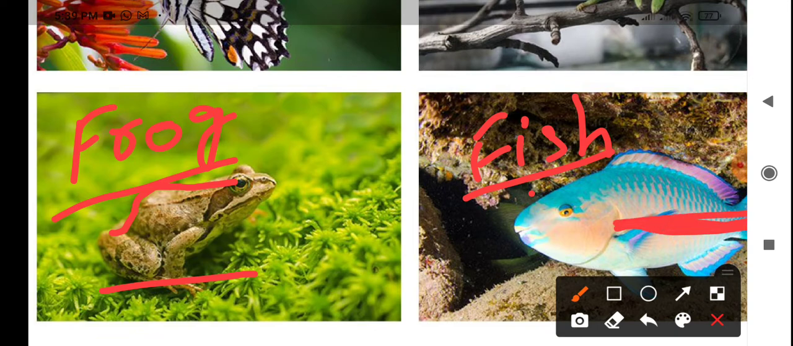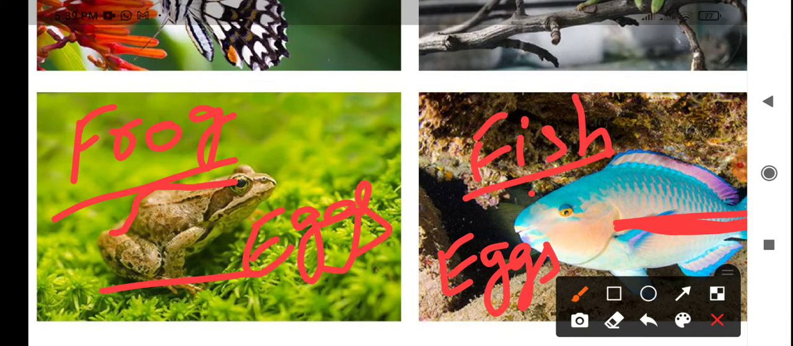Who eats fish curry will understand very well. The spines you find when you are eating the fish are nothing but the backbone of the fish. Even fish have a backbone. And is the fish laying eggs or giving birth directly to the babies? It's laying eggs. And what about the frog? Frog is also laying eggs, not directly giving birth to the babies.